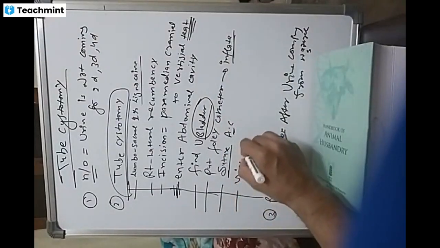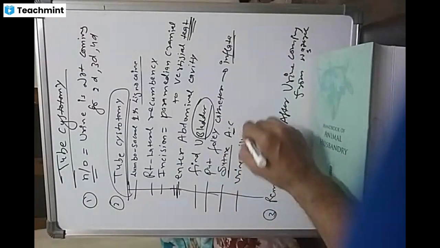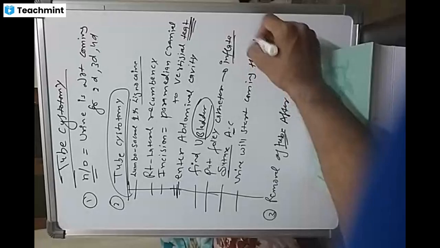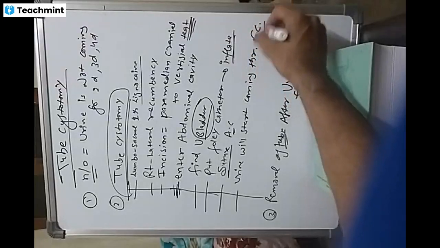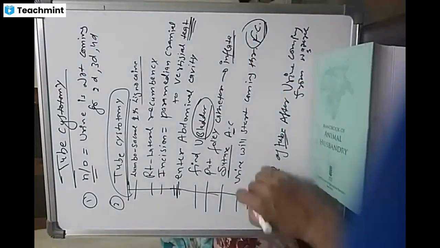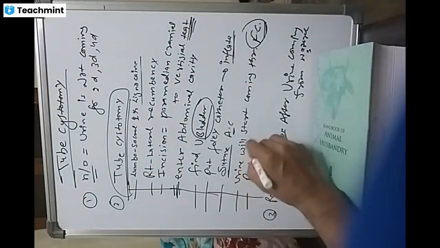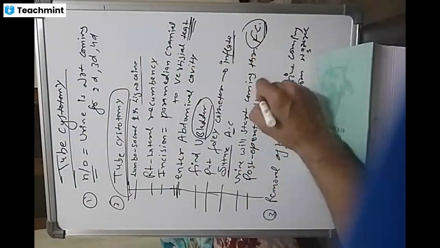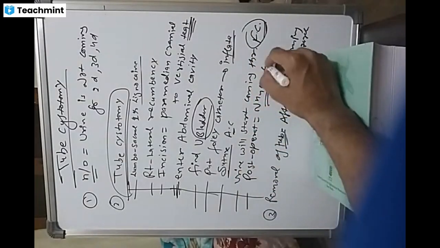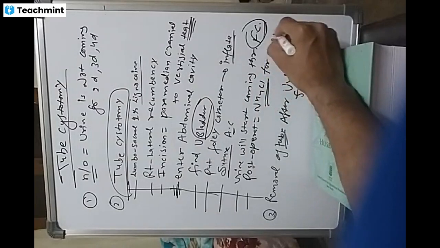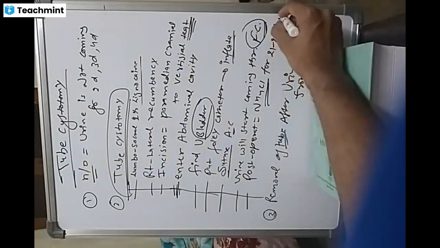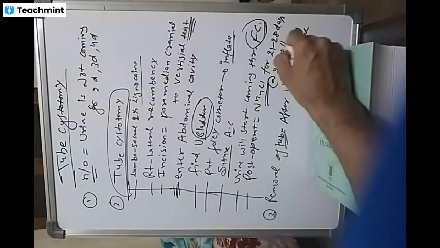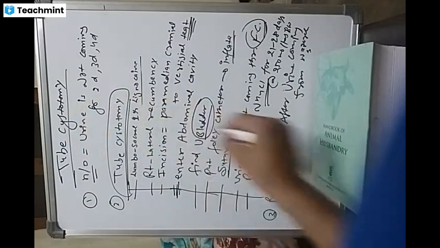Urine will start through the Foley catheter, and post-operatively we give ammonium chloride for 1 to 28 days at the rate of 250 milligram per kg. This is the process.